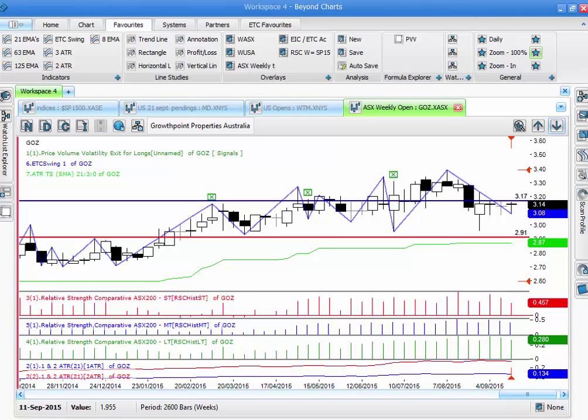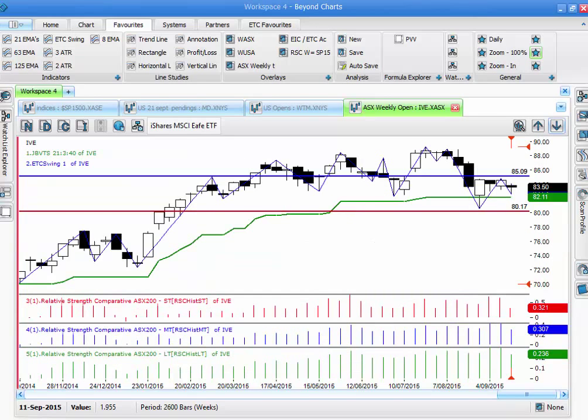GOZ just hanging in there. It's really not going anywhere fast, but again, it's still performing better than the overall market is. IVE, this is an ETF based on parts of Asia and Europe.